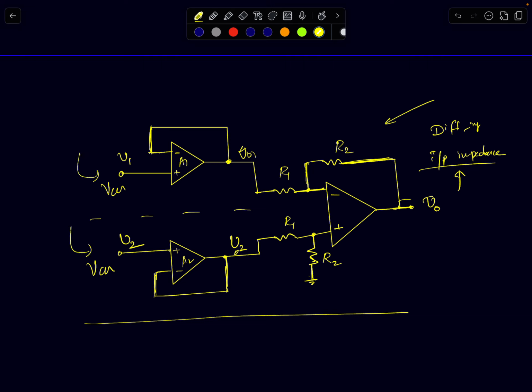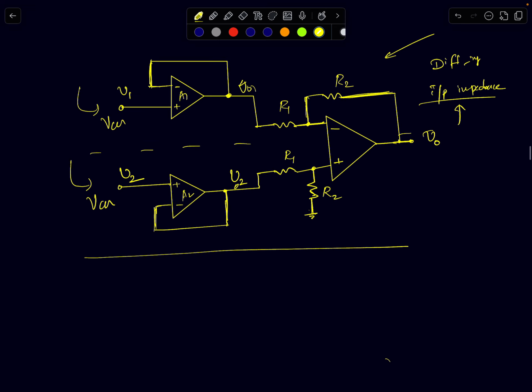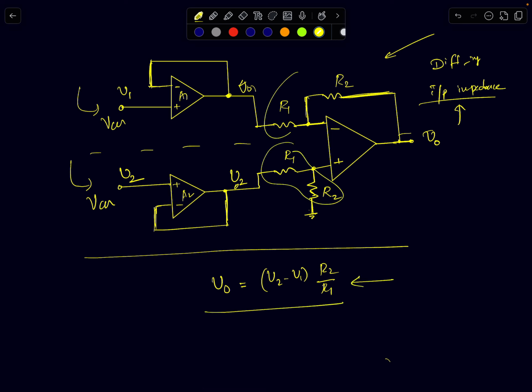Then I have finally arrived at the right architecture for the op-amp. I'm not deriving the expression for voltage gain for this. This is very simple. V naught is simply given by V2 minus V1 times R2 by R1. And we can easily show that the CMRR will only depend upon the matching between these two resistors and these two resistors. In fact, we haven't taken the op-amp's gain into account. These two op-amps need not be exactly matched. That can also cause some matching errors. We'll talk about that in later lectures.